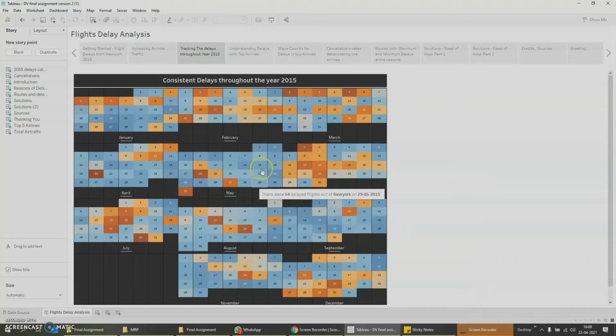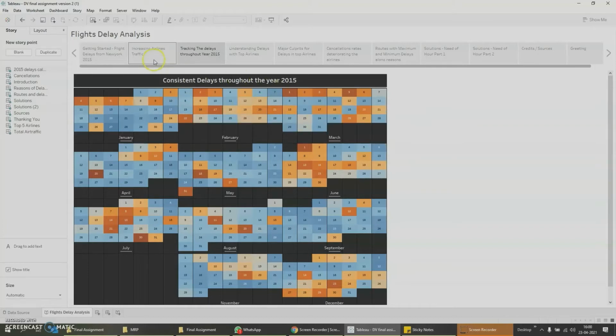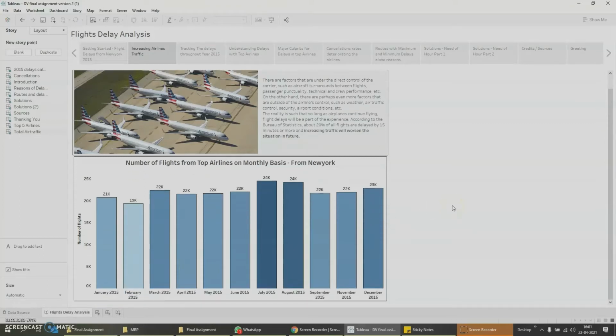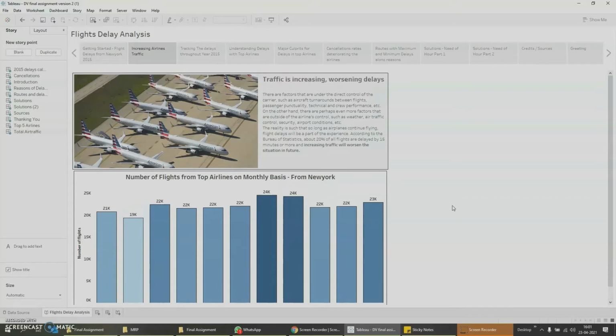So there was not a single day where the number of flights that got delayed was zero or at least below 25. What does this mean? If we jump onto the previous chart, as you can see, the number of flights that were operating in the month of January was 21,000, and in the month of December that jumped up to 23,000, which means that in a single year there were 2,000 flights that got added, which only means that the traffic is increasing.